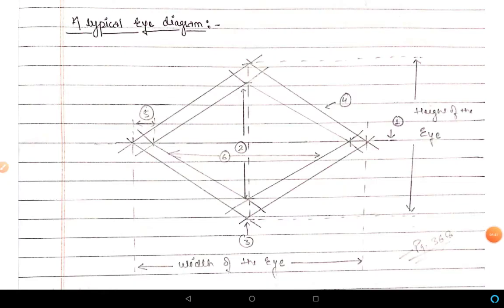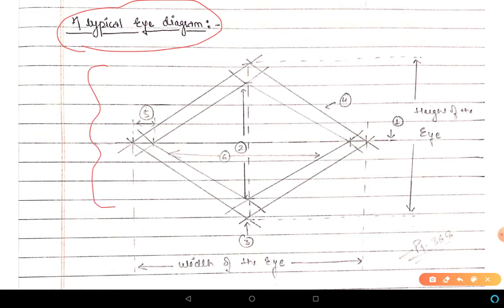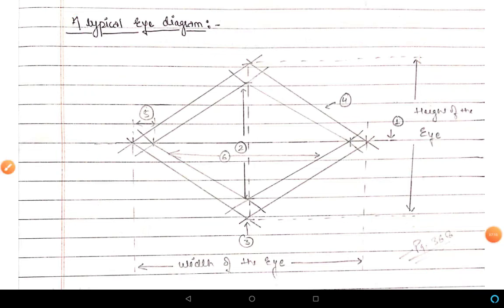Now what are the other parameters which we can see from the eye diagram? To understand this, we have drawn a typical eye diagram. So this is a typical eye diagram. In this case, we have assumed that the pulse which I am transmitting is like this, and from the eye diagram we will try to understand various parameters that can be evaluated.